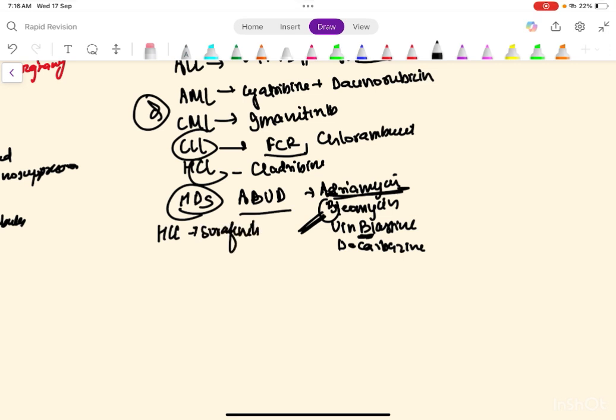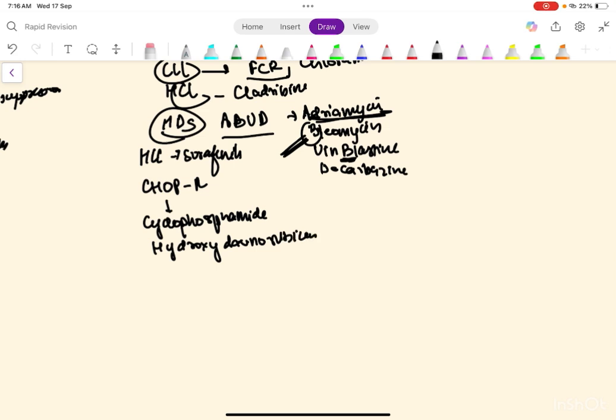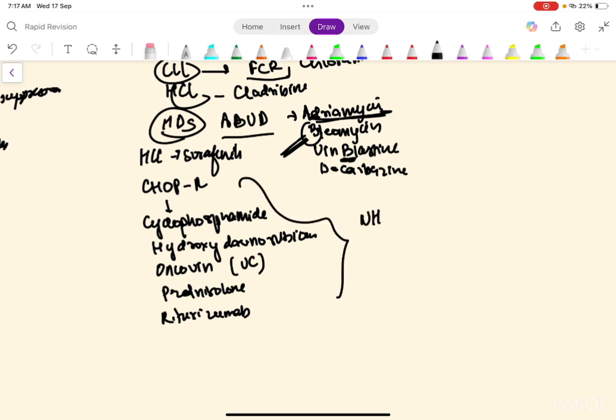Now there is one more regimen which is commonly asked, that is CHOP-R. In this you have to remember cyclophosphamide, then H, hydroxydaunorubicin, then also we have Oncovin, which is nothing but vincristine, then you have prednisolone, and then you have rituximab. In this, rituximab, you have to remember that it is a CD20 antagonist. So this is used for non-Hodgkin lymphoma.